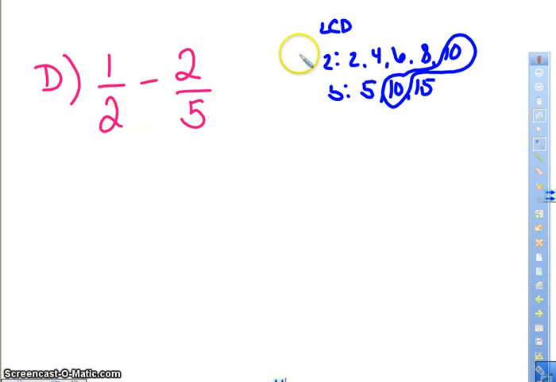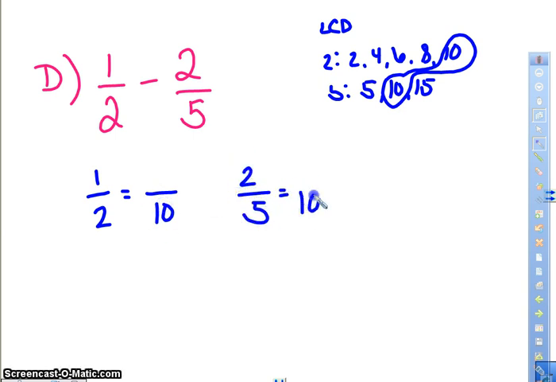Now, because neither of these are numbers with 10 as their denominators, I'm going to have to change them both to denominators of 10. Okay, so they have that common number. So I can do 2 times 5 is 10, and do 1 times 5 is 5. Then I have 5 times 2 is 10, and 2 times 2 is 4.